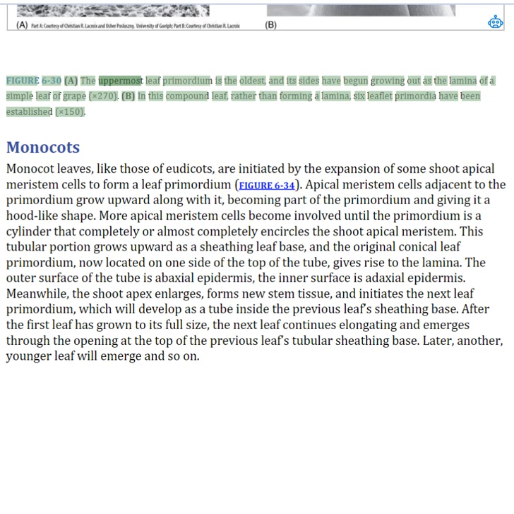Figure 630. The uppermost leaf primordium is the oldest, and its sides have begun growing out as the lamina of a simple leaf of grape. In this compound leaf, rather than forming a lamina, 6 leaflet primordia have been established.